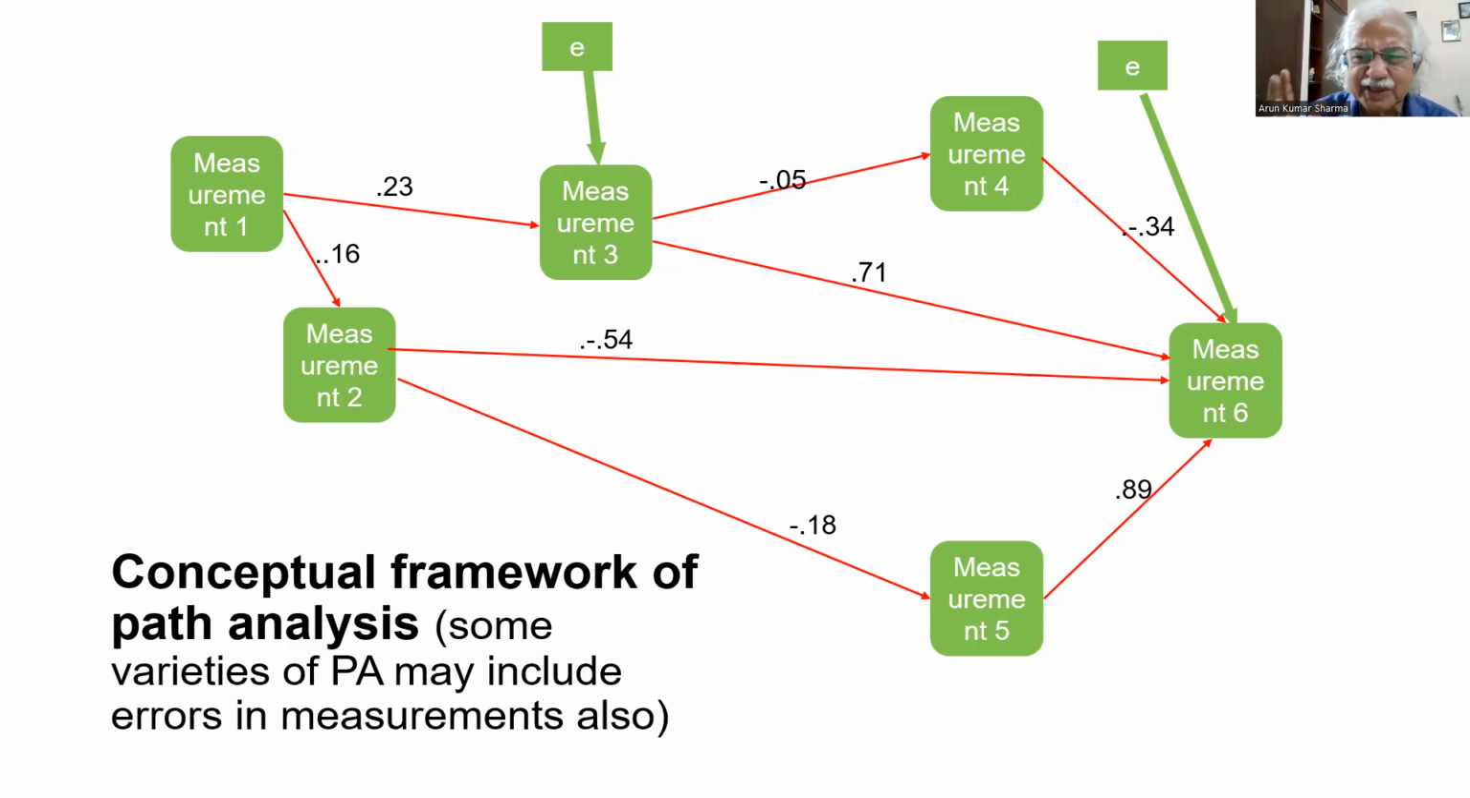Actually, I give a lot of importance to review of literature and developing a conceptual framework prior to going for the field work or analysis of data. Review of literature will tell you what are your endogenous variables, what are your exogenous variables, which variables might contain error, like measurement 3 contains an error E. Measurement 6 also contains an error E. In path analysis, it is possible for us to understand the effect of errors also.